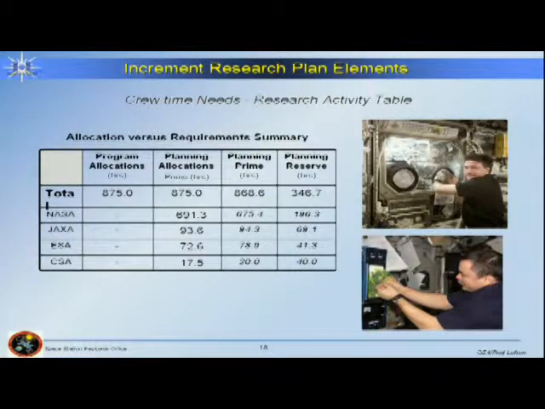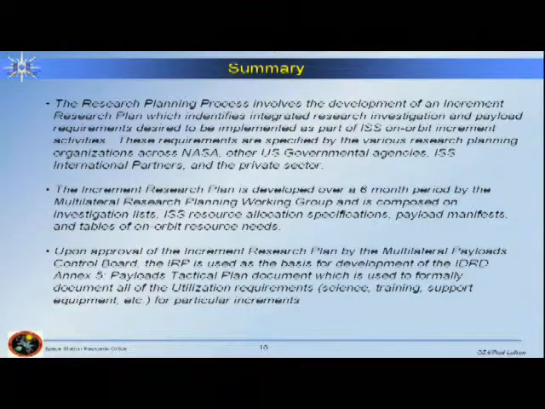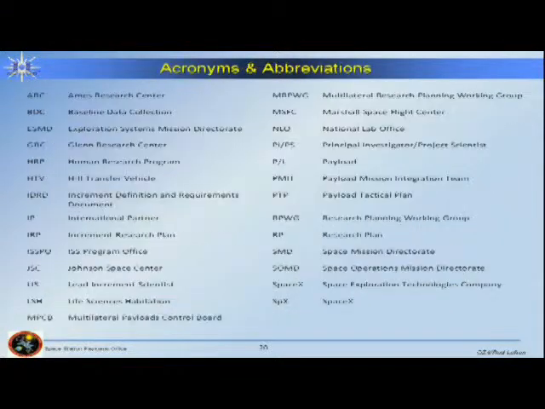Let's see, next chart, just one more chart, which is summing things up. I won't read through the charts, but I just wanted to give you an indication of what we do from a planning perspective in putting together an IRP, and how that is formulated and used for identifying the research that we need for particular increments. That's really all I had. Are there any questions or comments that folks may have?